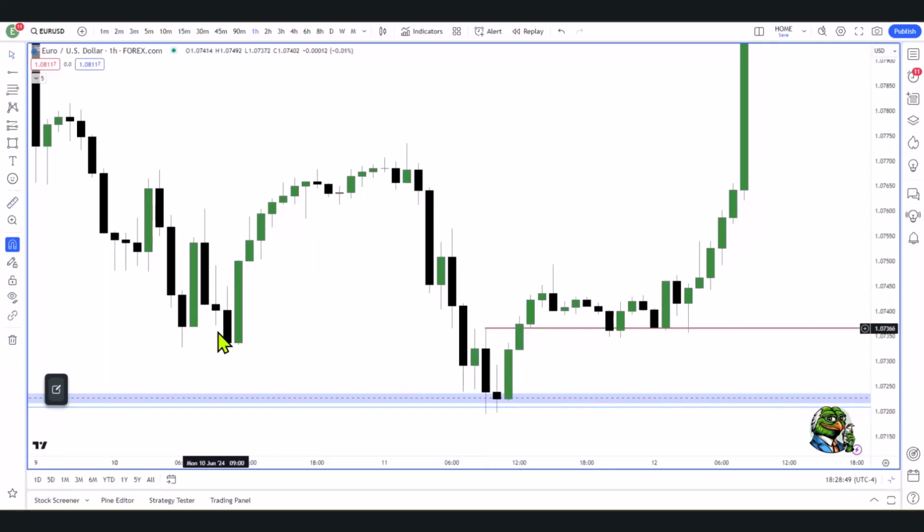Everything in this move down with this consolidation is telling me that there's a potential long setup occurring, and I'm just waiting for this reversal. And that reversal is occurring at the right time, at 9 a.m. New York session, on Tuesday, the 11th of June. That reversal is occurring at the right time, at the right price point.